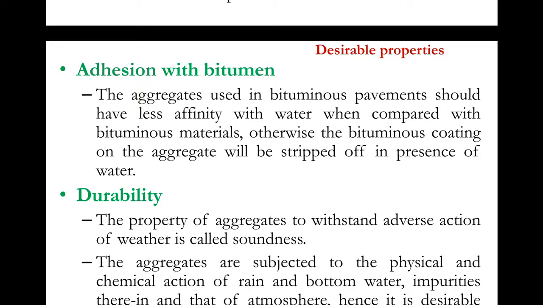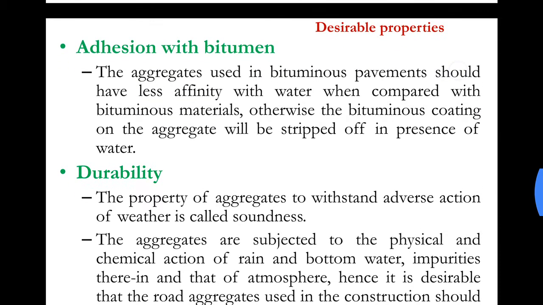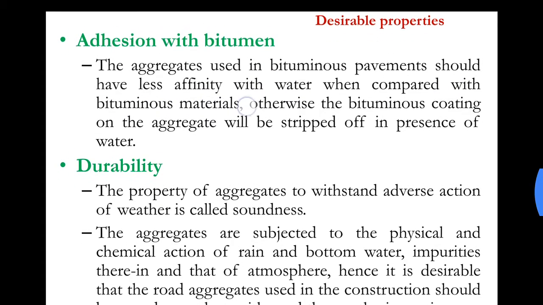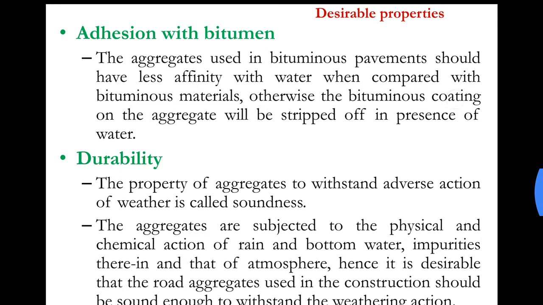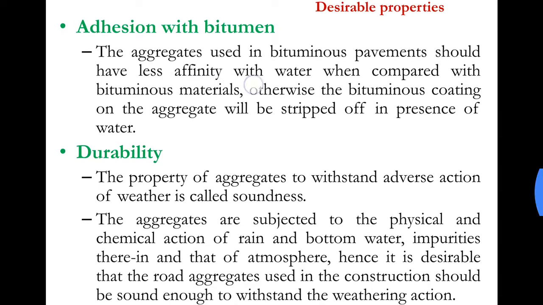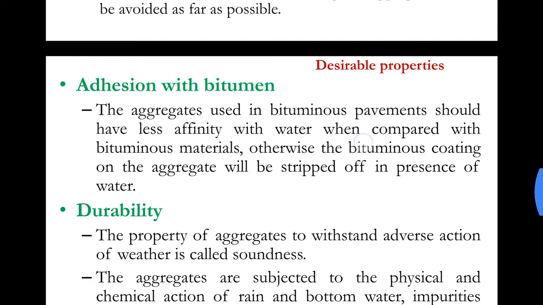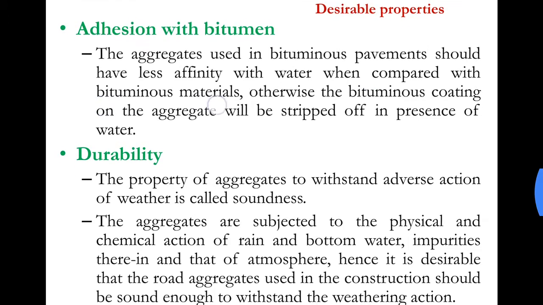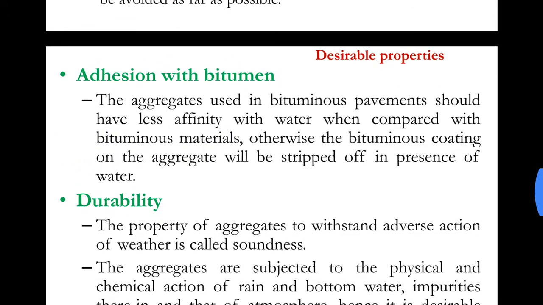The aggregates used in bituminous pavements should have less affinity with water when compared with bituminous materials. Otherwise, the bituminous coating on the aggregate will be stripped off in the presence of water. So the aggregates which are to be used in road construction, here in the case of flexible pavement or bituminous pavement, should have less affinity towards water and more affinity to the bituminous material or bitumen, or if tar is being used then tar.